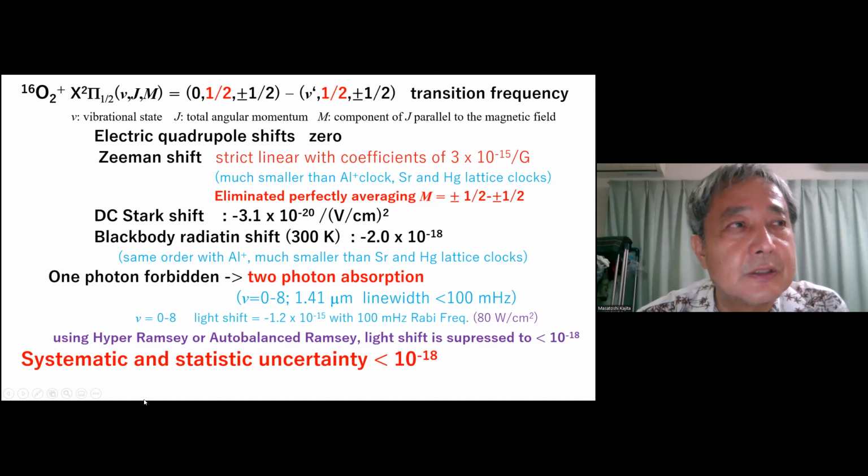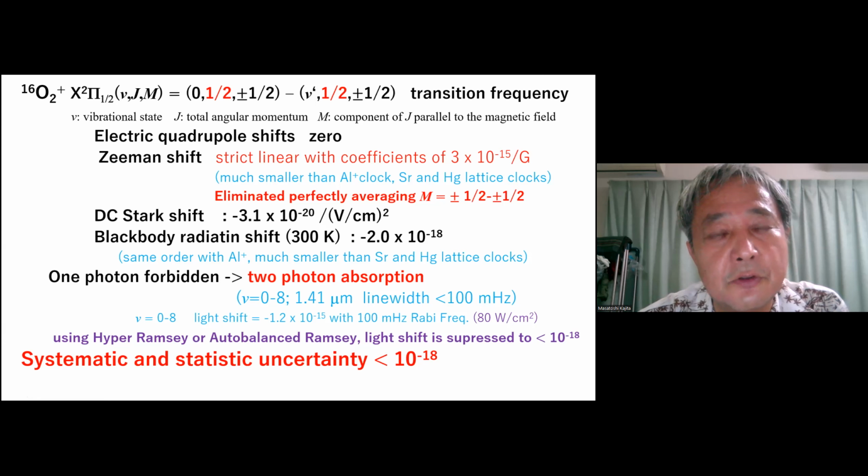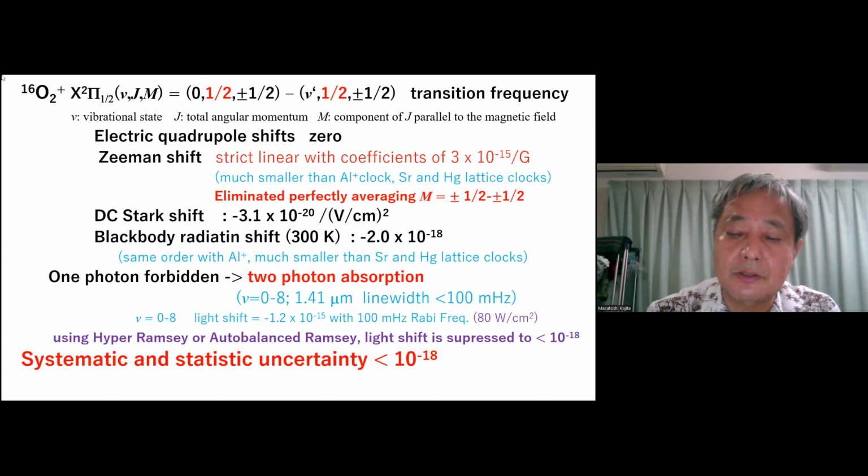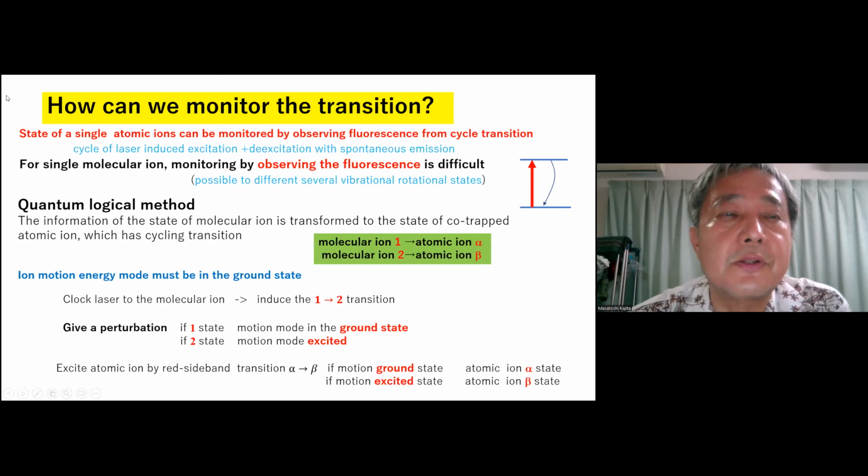And for this molecular transition, the light shift is always negative. So I considered only 2-photon absorption, with which we can obtain an ultra-narrow line width. Also, with this molecular ion, systematic and statistical uncertainty can be lower than 10⁻¹⁸. So there is a question: how can we monitor the transition?